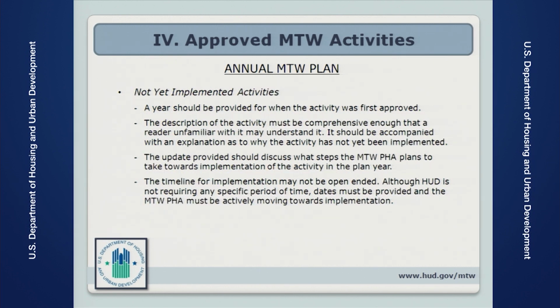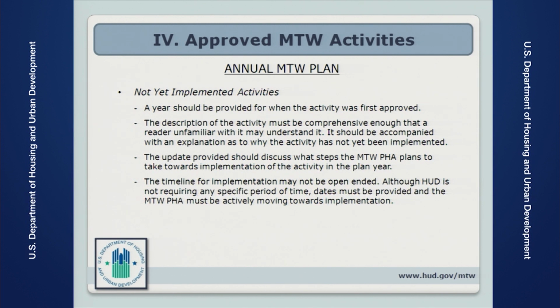Then, not yet implemented activities. So these would be activities that we have approved but you have not yet implemented. You do want to provide the year that the activity was first approved. Again, we need that to be very explicit. And then describe the activity in a way that is comprehensive enough for someone who's not familiar with it to get a sense of the scope and how the MTW flexibility is being employed. So you'll provide that description in the year approved.